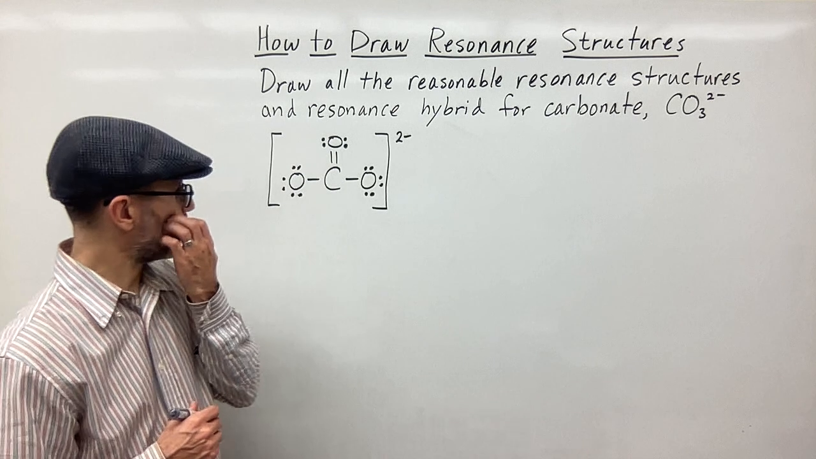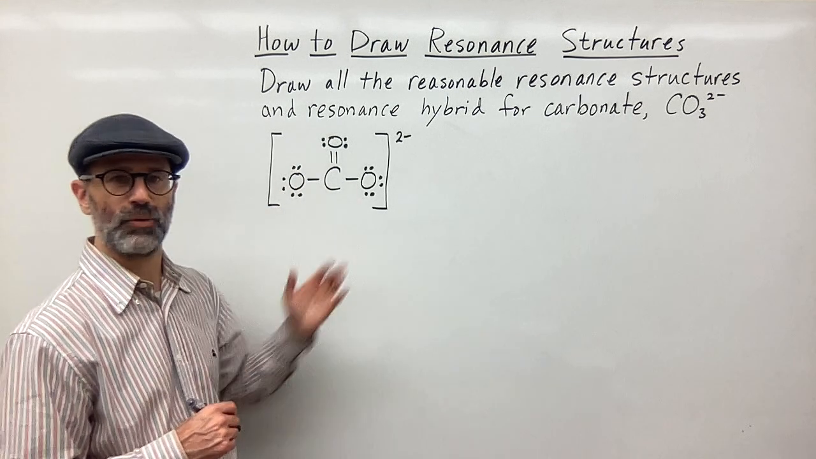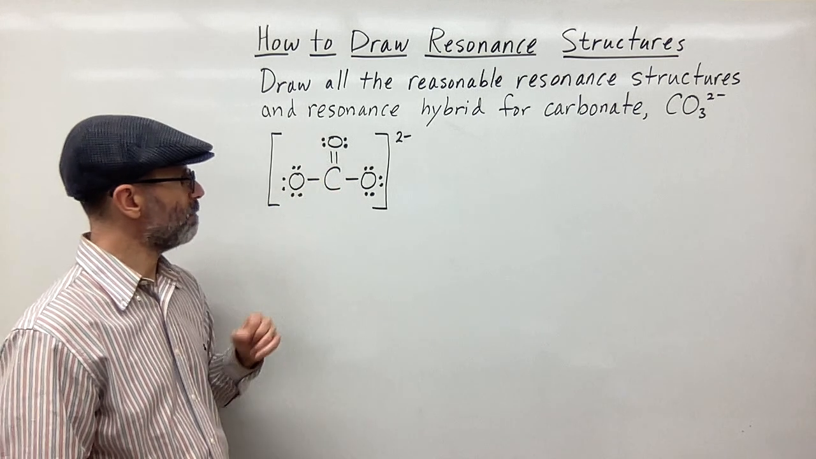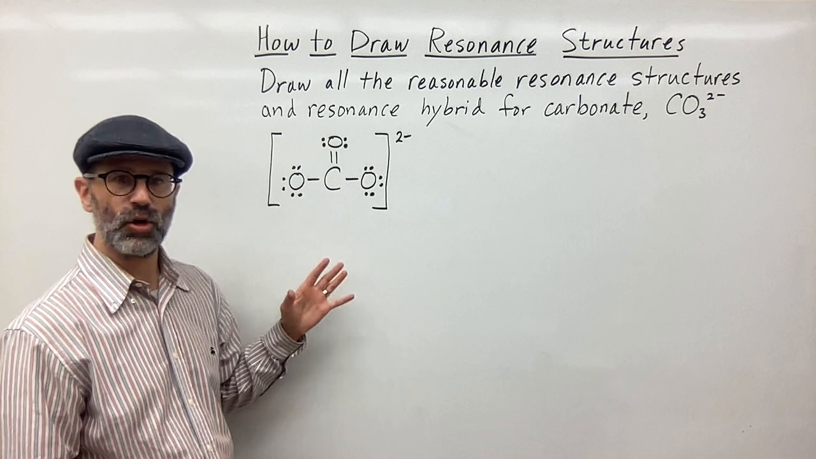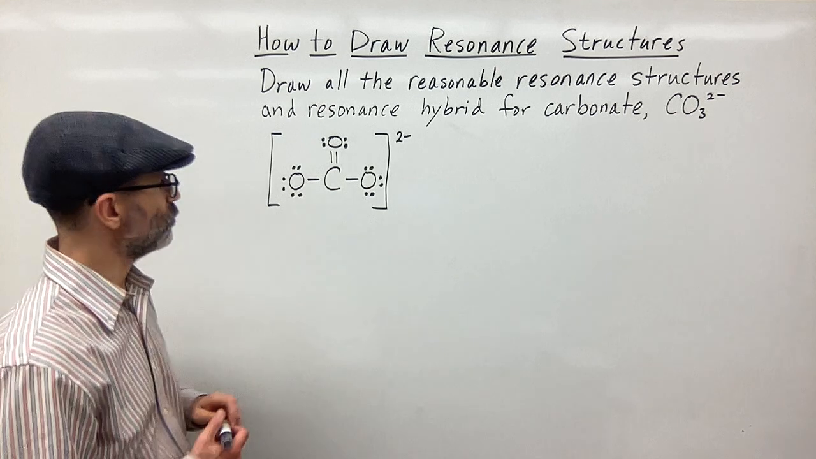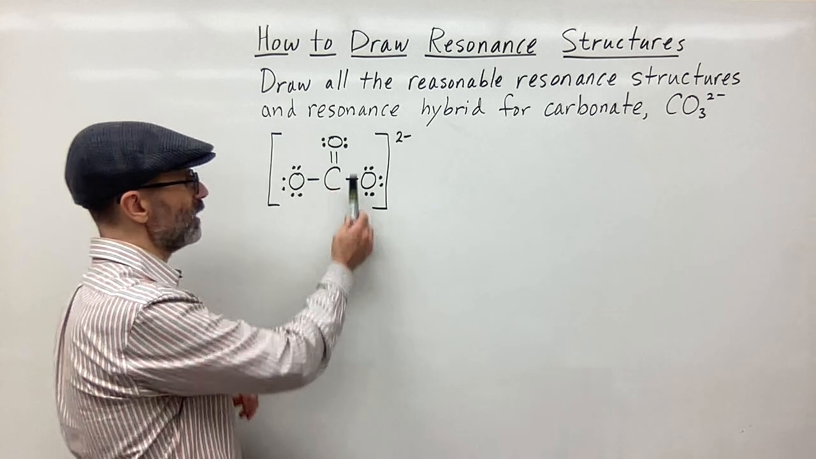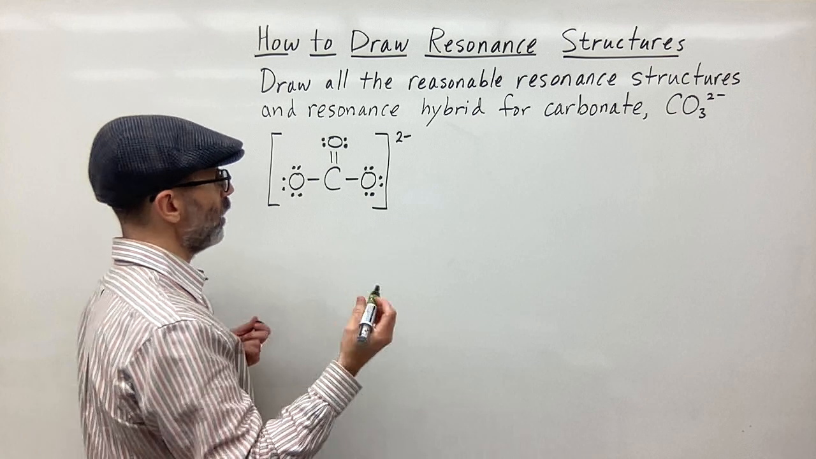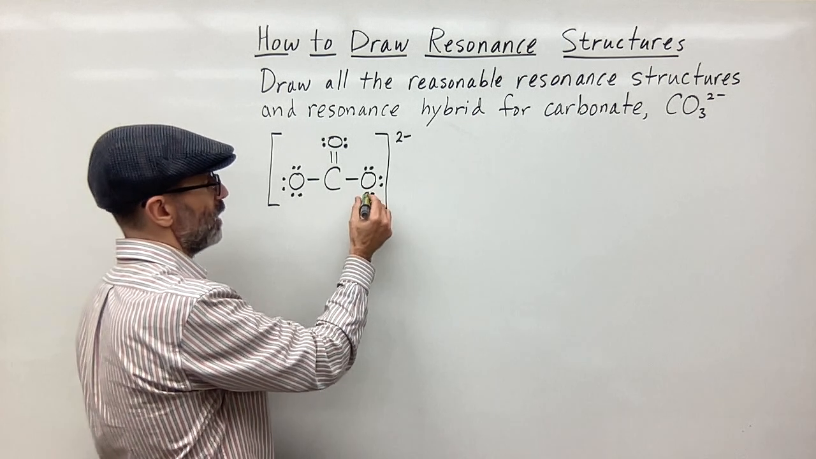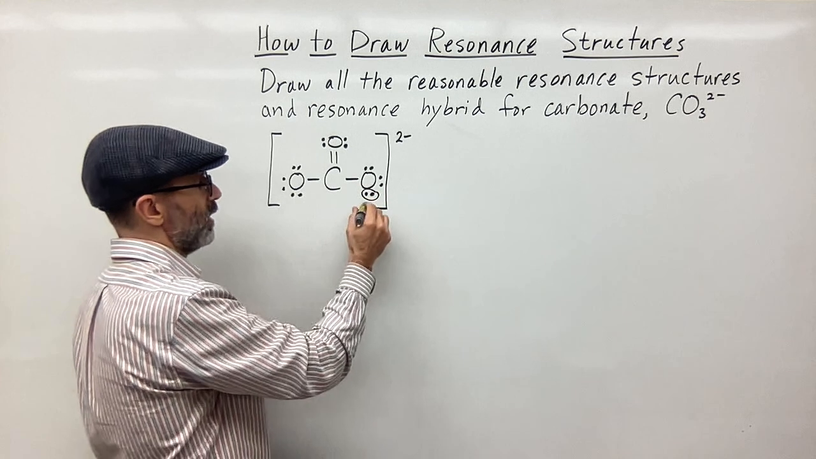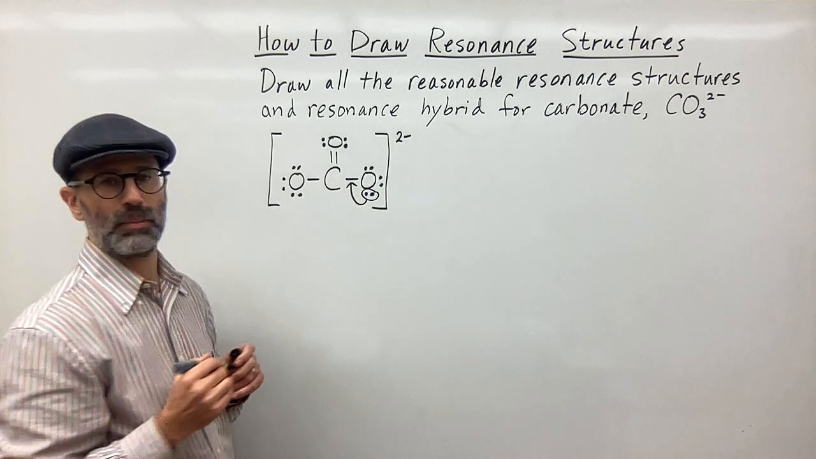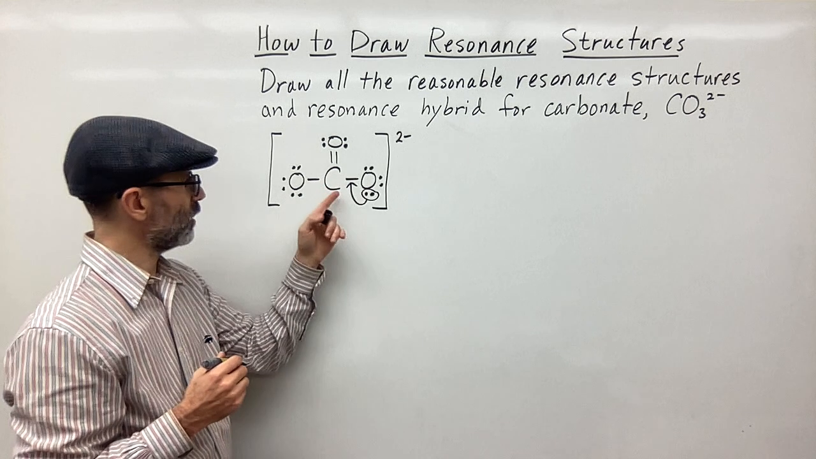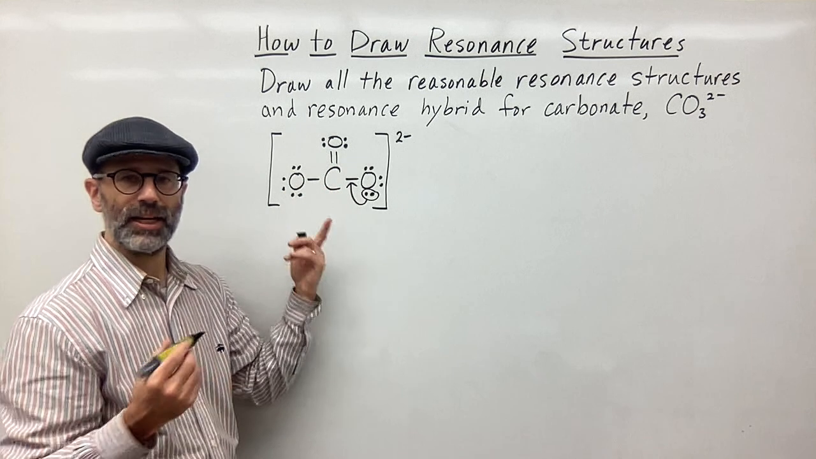So let's use this as an example. Here's our reasonable Lewis dot structure. And here we have the double bond there, but we can move electrons around so that the double bond is somewhere else. Now, the thing to keep in mind is that carbon can only have 4 bonds. So what can happen is you can take the lone pair here and move it to create a double bond between that oxygen and the carbon. But if that was to happen, you'd end up with 5 bonds, and you can't have that.